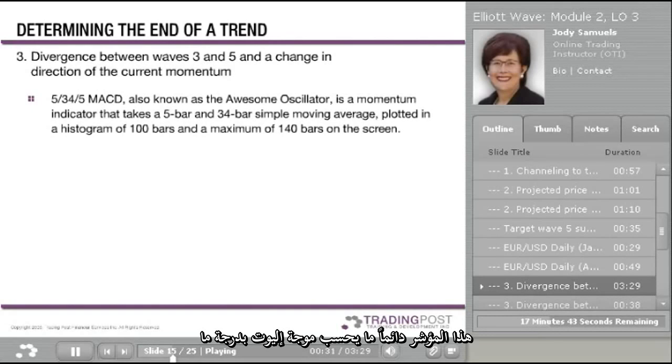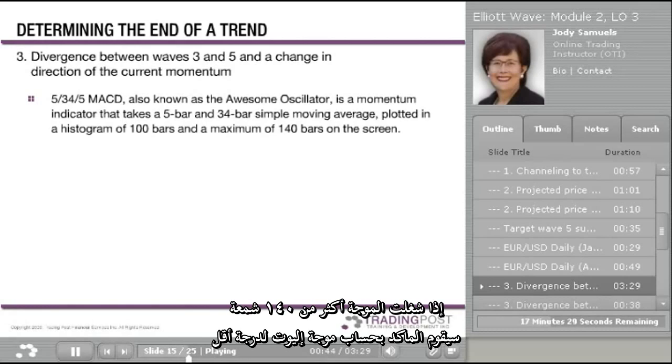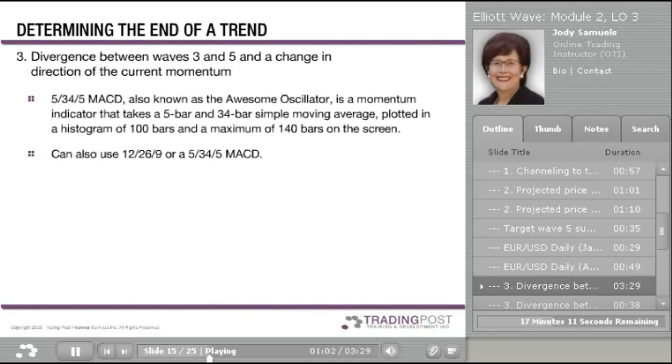This indicator is always measuring an Elliott wave of some degree. If the wave under consideration occupies fewer than 100 bars, the MACD will be measuring the Elliott wave of a larger degree. If the wave sequence occupies more than 140 bars, the MACD will be measuring an Elliott wave of a smaller degree. You can also use a MACD with the standard setting or change the settings to a 5-34-5 to conform to the Awesome Oscillator.